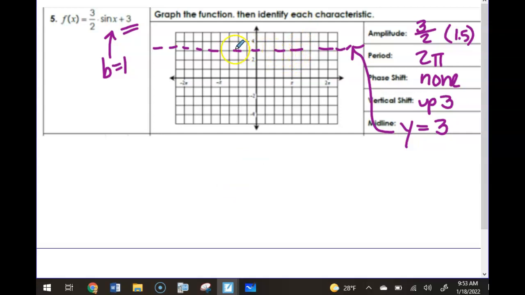Now, if y equals 3 is our midline and our amplitude is 1.5, we need to go up 1.5 units above, and that's going to be the maximum. And those are going to be at 4.5. Does that sound right, guys? 3 plus 1.5, okay? And you can write a fraction if you want, but I was going to be lazy and use decimals. If we go down from 3, 1.5, what would that be?